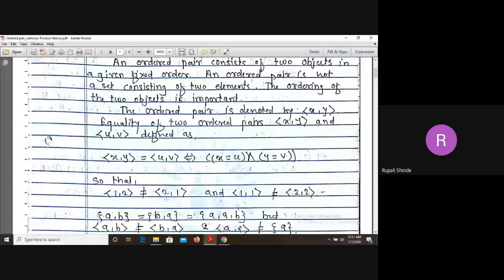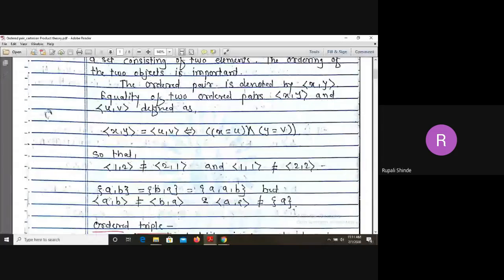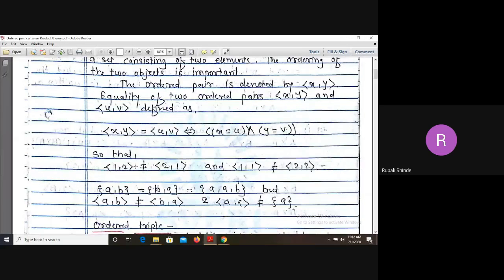That's why this is not the case with sets. In sets, what did we see? Set {A, B} is equal to set {B, A}, and this is equal to set {A, B}, because repetition and ordering of elements is allowed there. But here, in the case of an ordered pair, ordering of elements is a must, and that must be same. That's why these ordered pairs <1, 2> and <2, 1> are not equal.